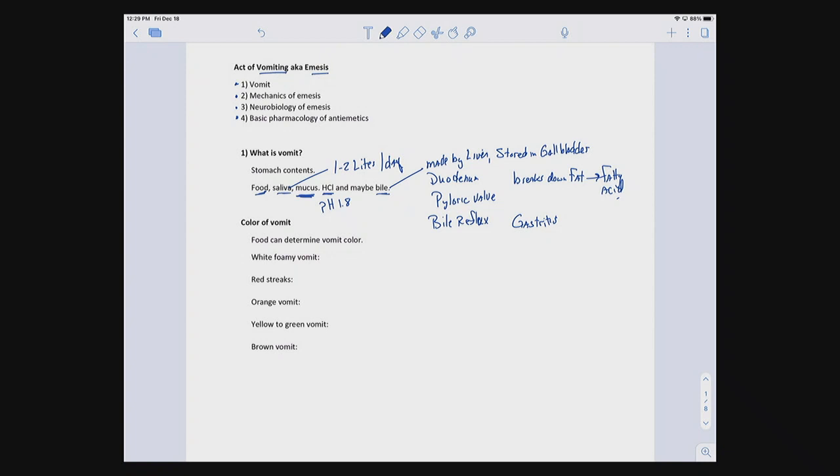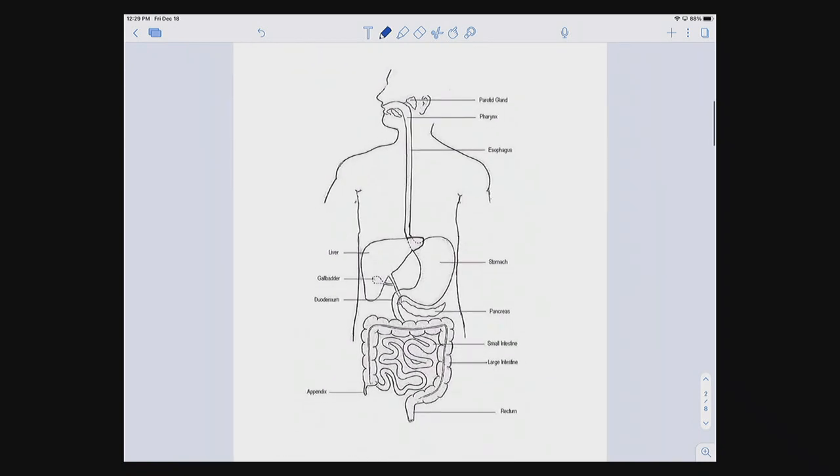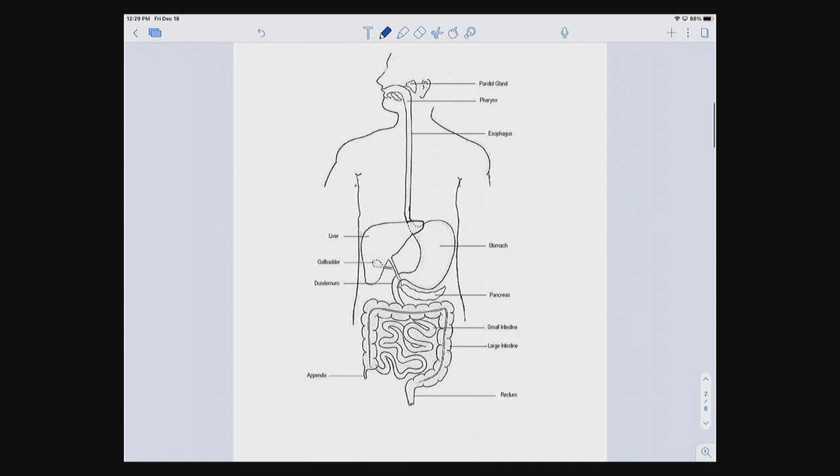So I think what I want to do at this point is give you a sense of where things are in terms of anatomy. Let's go to a drawing that you're all familiar with, I'm sure. We've all seen these in terms of our digestive tract. Let's label a couple of things. Obviously, you have the mouth. You have the esophagus, where your food goes when you eat it. It goes down to the stomach.